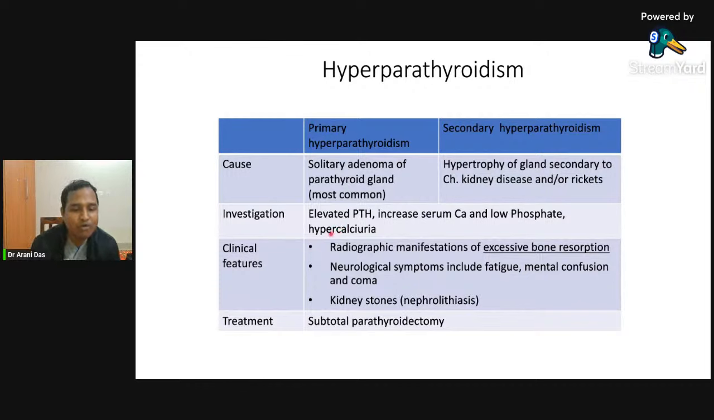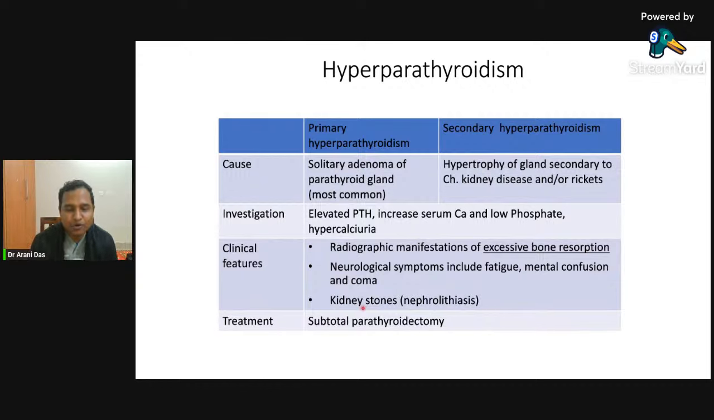Because of increased bone resorption by the excess action of parathyroid hormone, the radiographic manifestations appear. Neurological symptoms associated with fatigue, mental confusion, and coma can be associated. This disease is also associated with nephrolithiasis, or kidney stones. The only treatment option is subtotal parathyroidectomy.